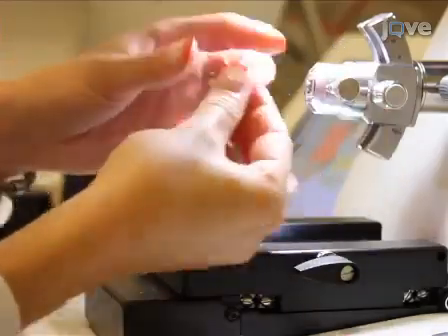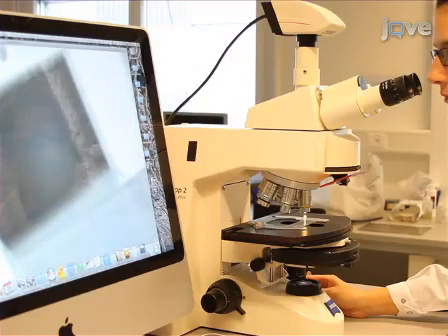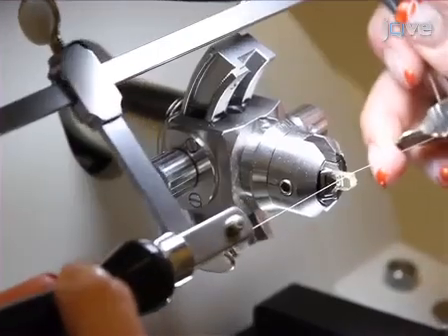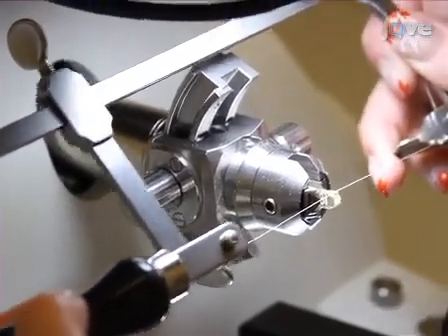Remove the block from the ultramicrotome and place it under a transmitted light microscope. Photograph the region of interest. Use a jeweler's saw to cut the trimmed block away from the remaining resin stub.